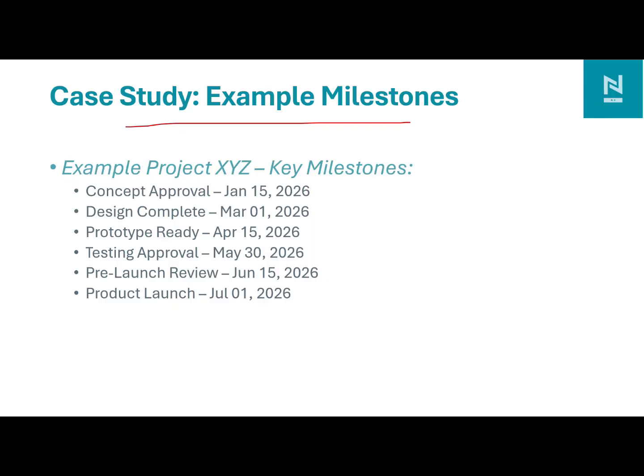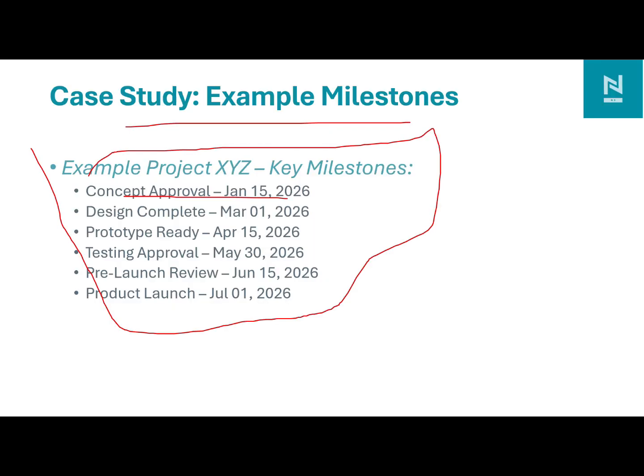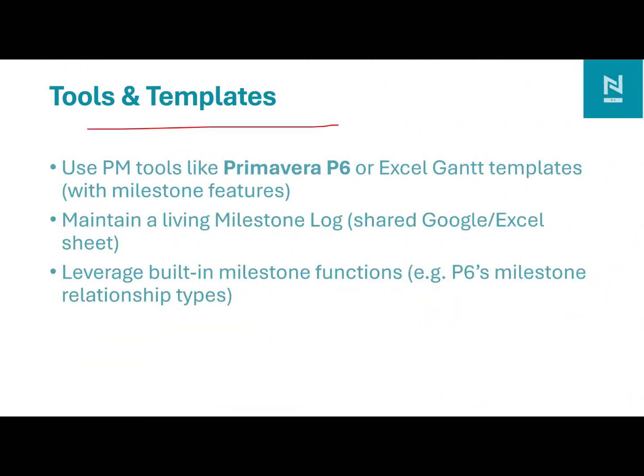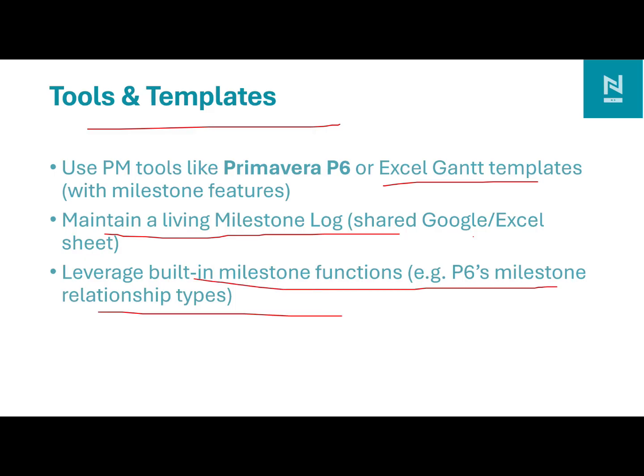If we see some examples, these are some probable key milestones in the project which the higher stakeholder will track when the contract document is reviewed. Any delay on the critical path will impact this date also. For milestone tools and templates, one of the primary options is the P6 or Excel Gantt chart that is used to track the milestone, or, as I mentioned, a plan on a page. Also we can maintain a living milestone log that can be shared with the stakeholder, and we can use the milestone function and milestone relationship type in P6 that can provide information about the milestones in the project.